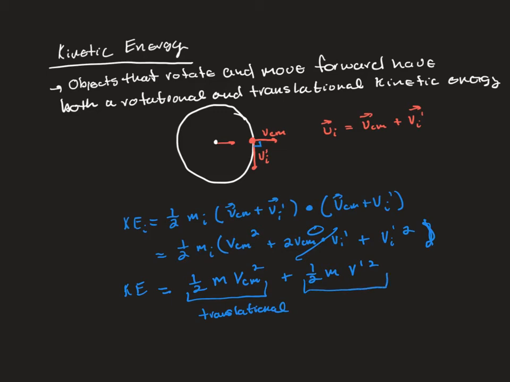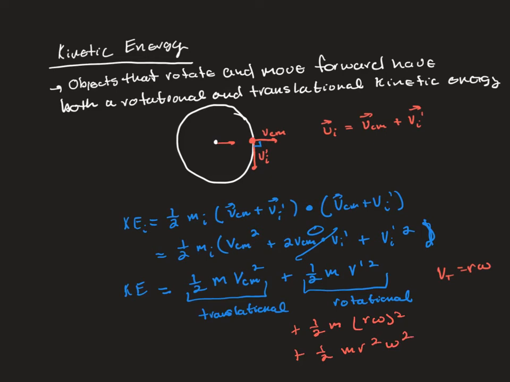And this here is going to be a rotational term. Now notice here that this V prime is tangent to the object. So we can go back to the idea that V tangential was equal to R omega. So this allows me to then rewrite our second term here as R omega squared. So let me distribute the square.